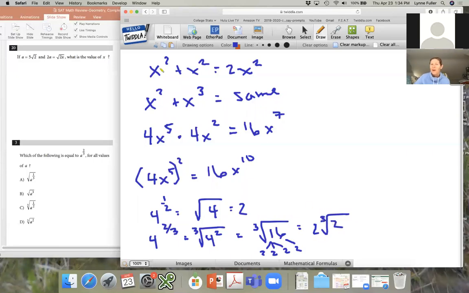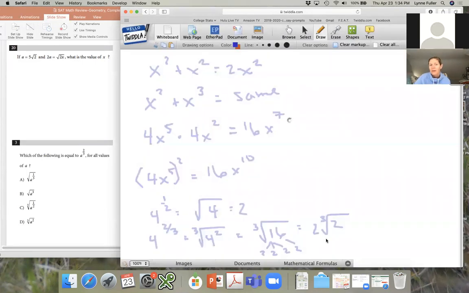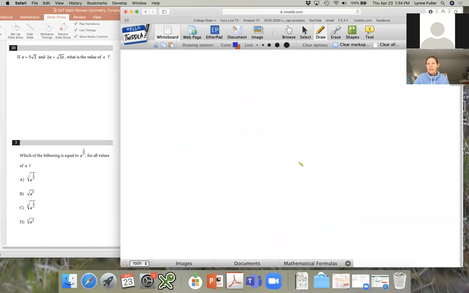So it goes from not feeling so bad to all of a sudden, whoa, these fractional exponents can get a little complicated. So we're gonna work through some of these things, including radical equations, because I think if we can sort of flip between the two, it makes it a little easier. Okay, so let's take a look at number 20 here.